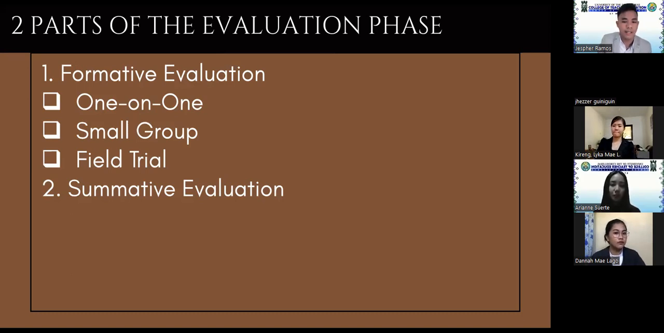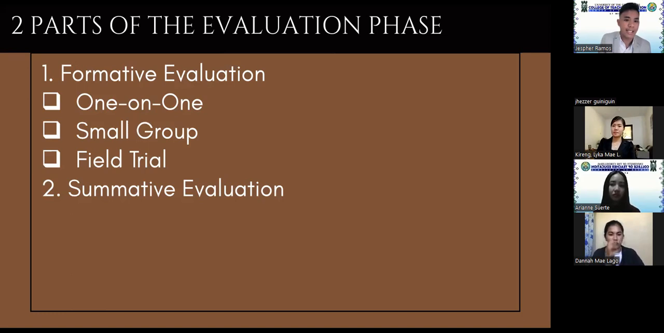Formative evaluation is conducted in at least three phases. It begins with a one-to-one evaluation, then a small group evaluation, and finally a field trial. You will assess here the clarity, impact, and feasibility, but we will not dwell on that much.